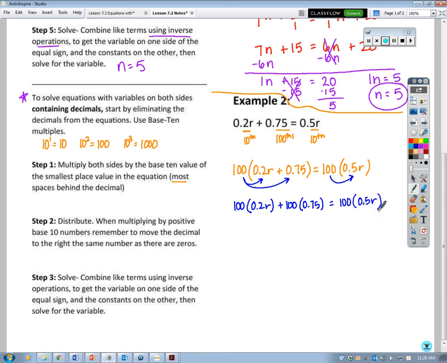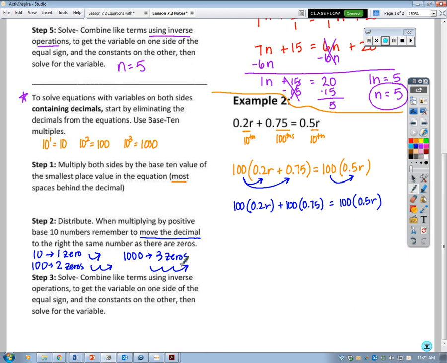r. Okay? And when I am multiplying by a base 10 number, all I need to do is move the decimal the same number of places as there are zeros, and I'm moving to the right. So if I've got 10, that's 1 zero, I would move it one place to the right. If I'm multiplying by 100, that's 2 zeros, I'm moving it 2 spots to the right. 1,000 is 3 zeros, so that would be 3 spots to the right.